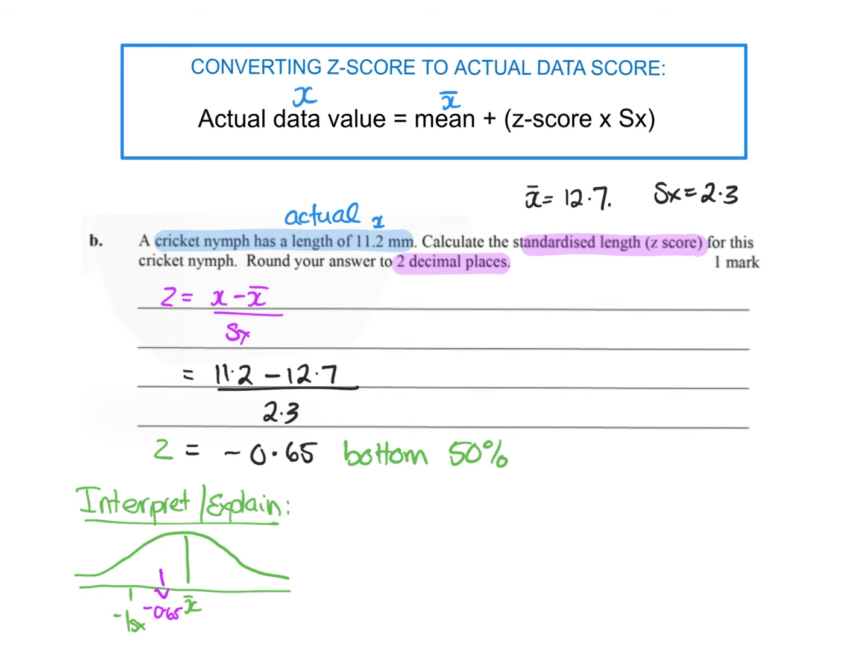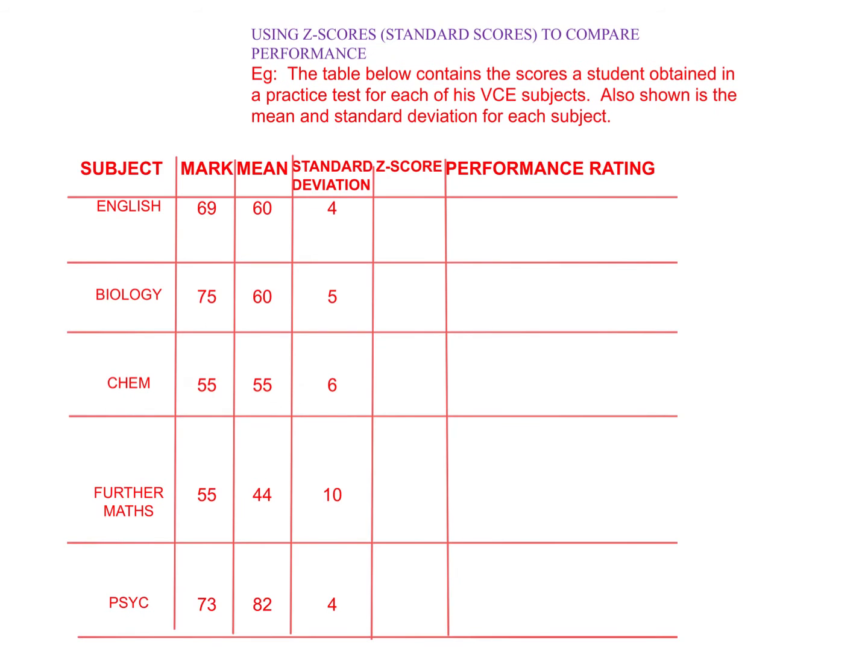If it was over here, just past the -1 but not the -2, I'd say it's in the bottom 16%. Because remember those pockets? Remember when we had 1, we said that little pocket was 16%. Okay, so that's how you interpret. Let's do some more practice.